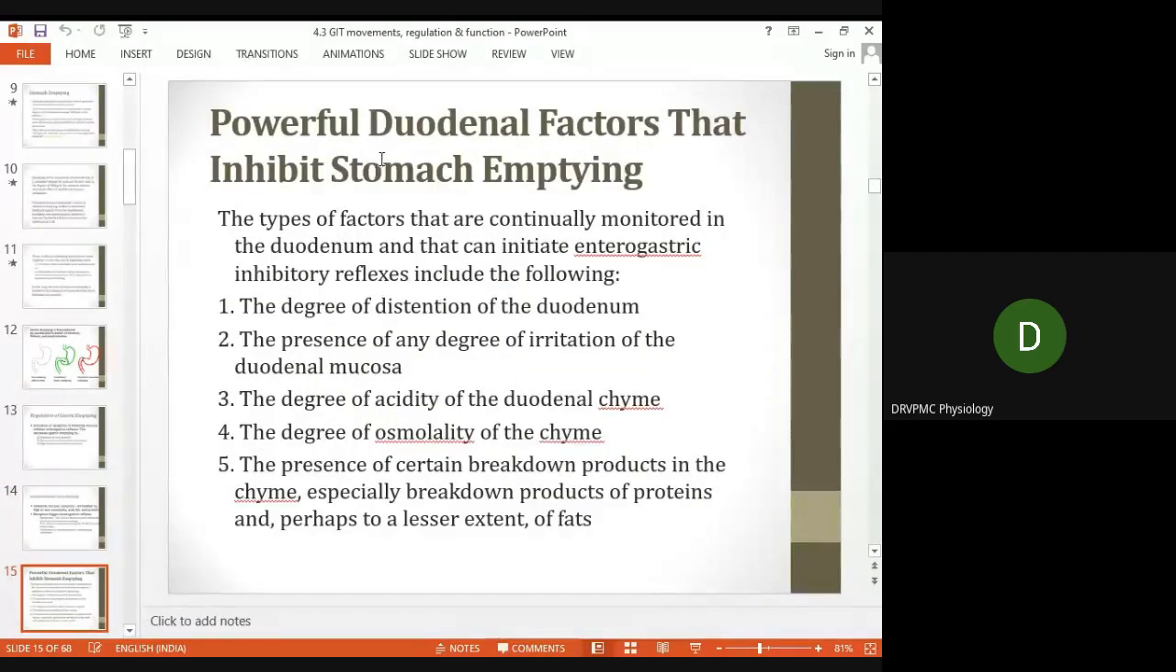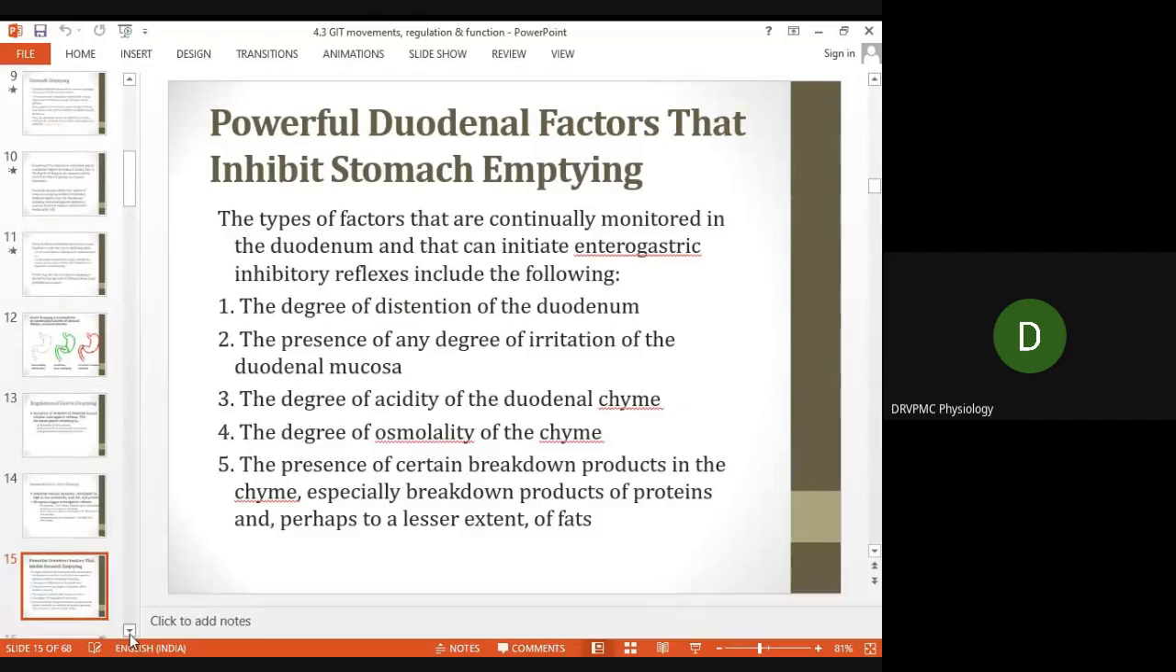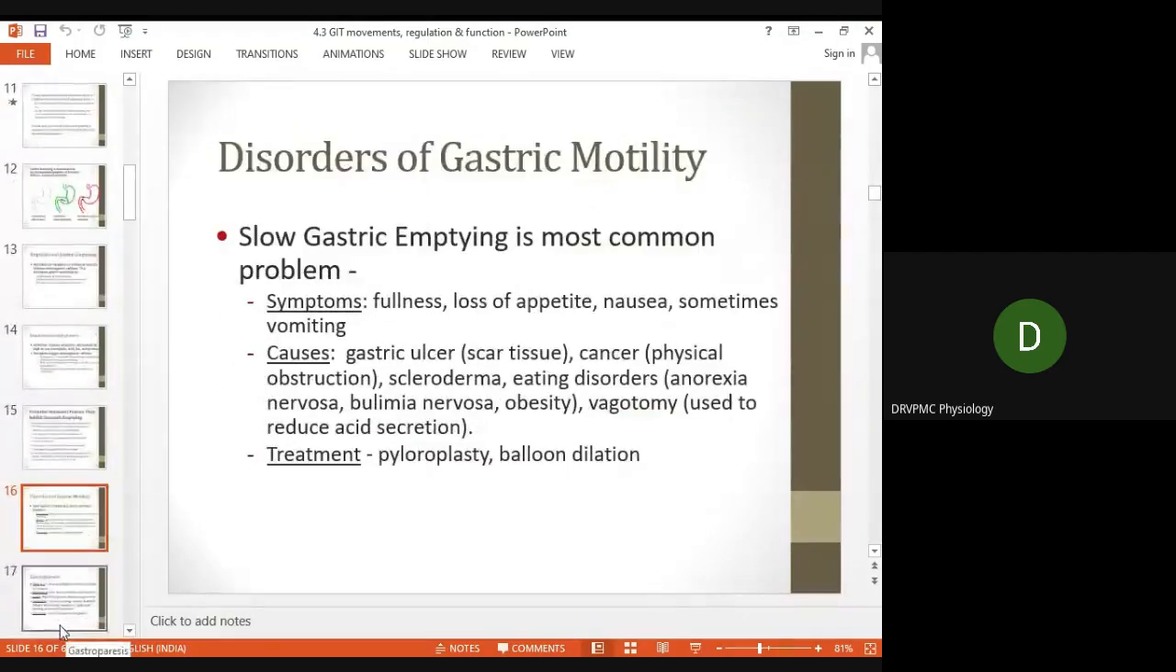So next are powerful duodenal factors that inhibit stomach emptying. Which are those factors? The factors that are continually monitored in the duodenum and that can initiate enterogastric inhibitory reflexes include the following. 1. Degree of distension of the duodenum. 2. The presence of any degree of irritation of the duodenal mucosa. 3. Degree of acidity of the duodenal chyme. 4. Degree of osmolality of the chyme. And 5. Presence of certain breakdown products in the chyme, especially breakdown products of proteins and perhaps to a lesser extent of fats. Okay, so these are the factors which affect the rate of gastric emptying.